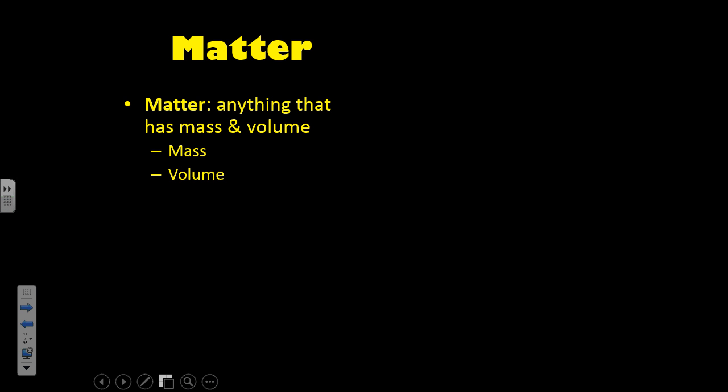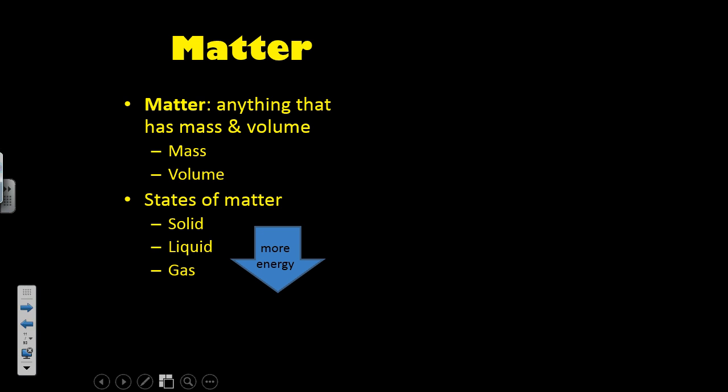So mass is the amount of material in an object, volume is the amount of space that it takes up. Those two combinations together make up matter. There are three states of matter that we are concerned with. The first is solid, which has atoms that are closely packed together. They don't move a whole lot.